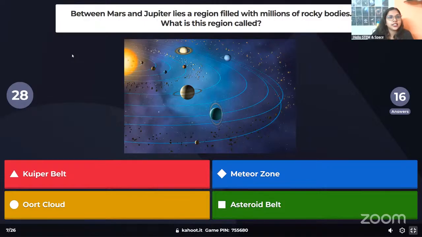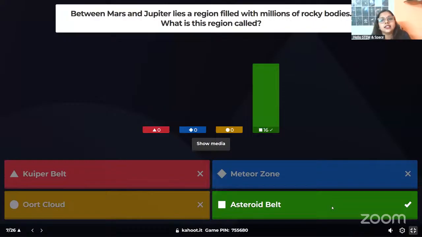I can see already 16 of you gave the correct answer. I want to tell you all something: if you click on the correct answer fast, you will get more points. But it doesn't matter. You can just look at the options and give the correct answer. That is more important than clicking quickly. So please, everyone, give the correct answer. I'm just waiting for everyone to join. All right, everybody gave the correct answer, and yes, it is the asteroid belt.